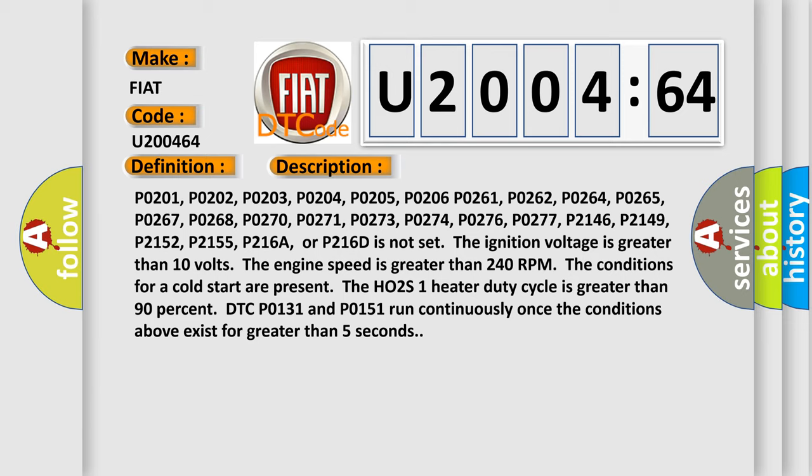This diagnostic error occurs most often in these cases. Condition 1: the ECM detects that an HO2S1 signal voltage is less than 60 mV, while the corresponding HO2S2 voltage is greater than 500 mV. Condition 2: the ECM detects that an HO2S1 signal voltage is less than 60 mV after a cold start. Signal plausibility failure. This subtype is used for failures where the control module detects a single input parameter for plausibility.